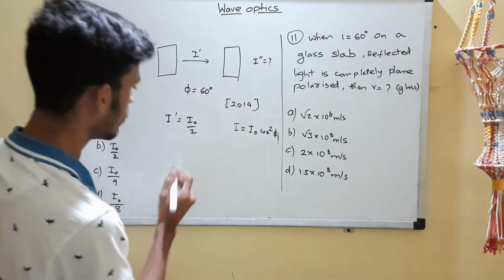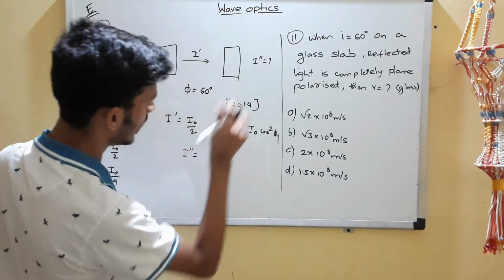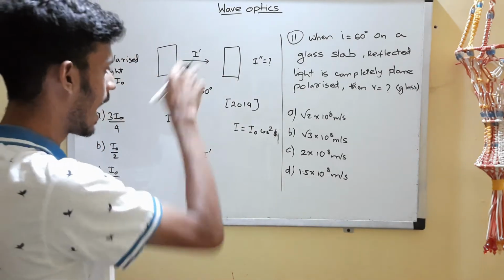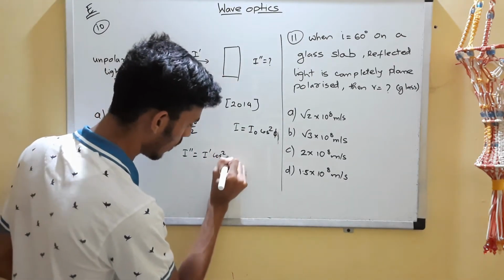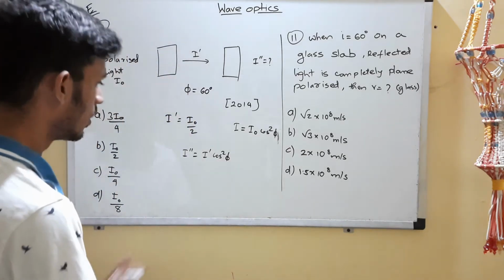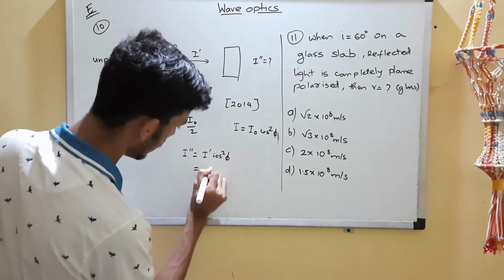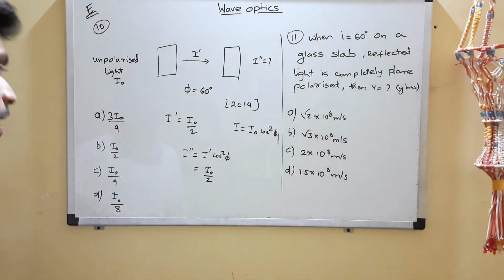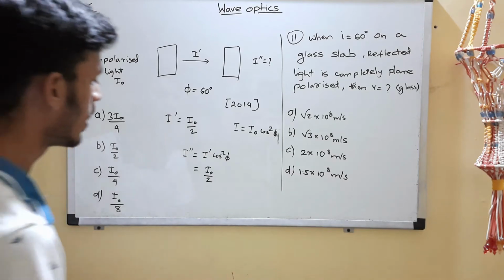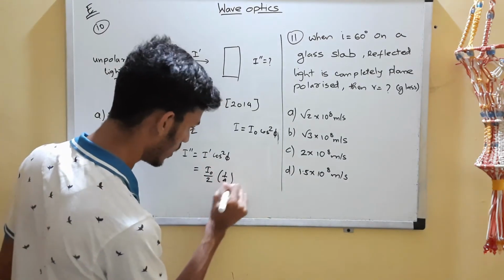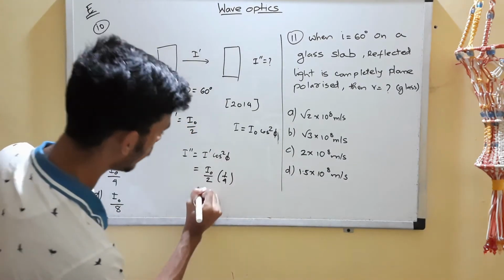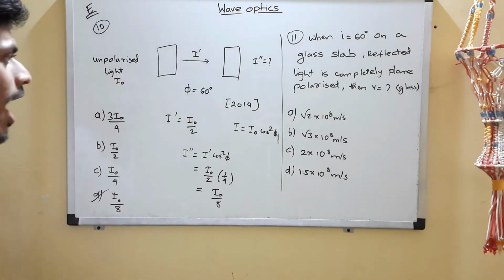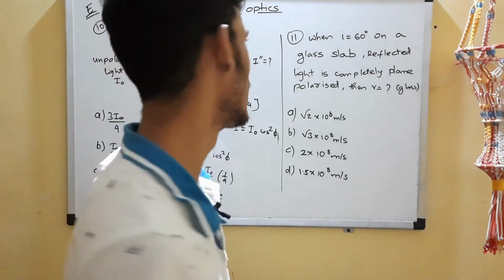So here we'll use Malus law. I double dash, the intensity on the other side, will be equal to the intensity which is going into the polaroid, I dash, into cos square phi. Now I dash we already know as I naught by 2 cos 60. Cos 60 is half, right? Half square is 1 by 4, and the intensity is I naught by 8. So option D, I naught by 8, is the correct choice over here.